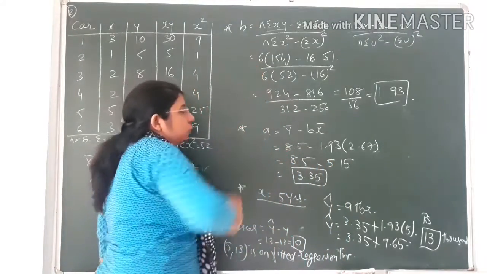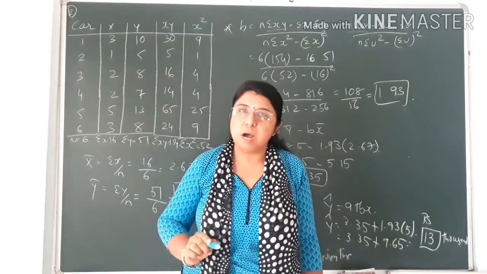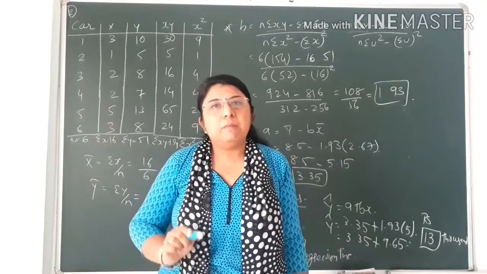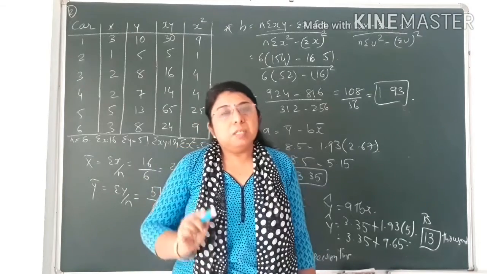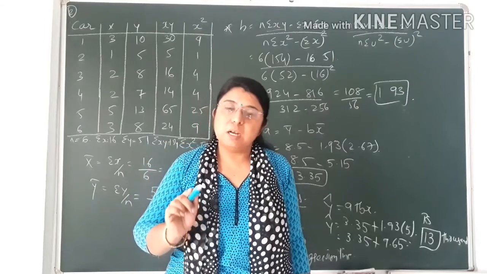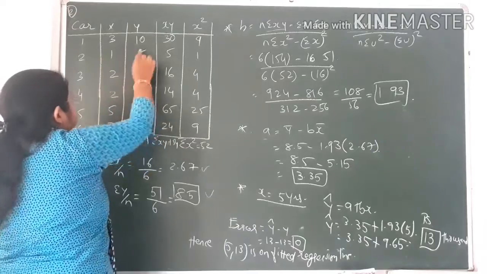This formula is to be applied when the values of x bar and y bar do not come in integers, but come in fraction. At that time we have to apply this formula. But this formula is to be applied when the values of x bar and y bar come in integers, and also when the data of x and y are comparatively smaller.